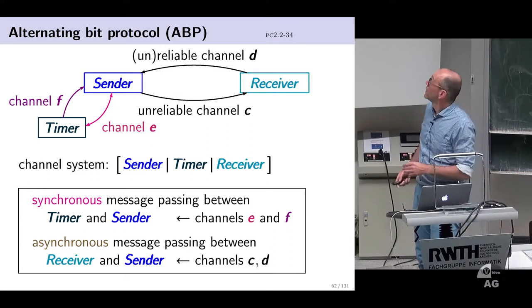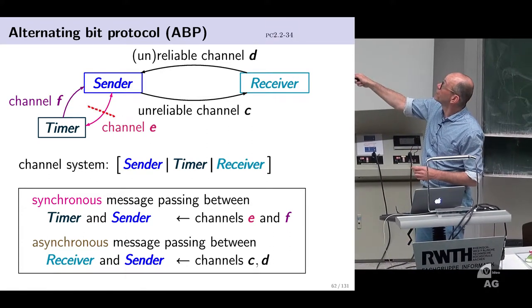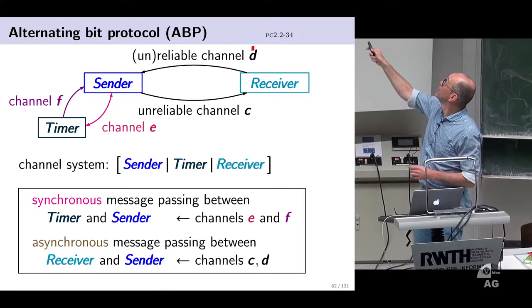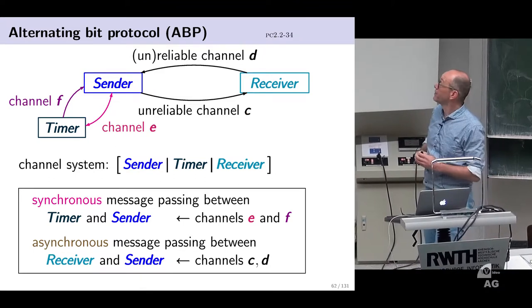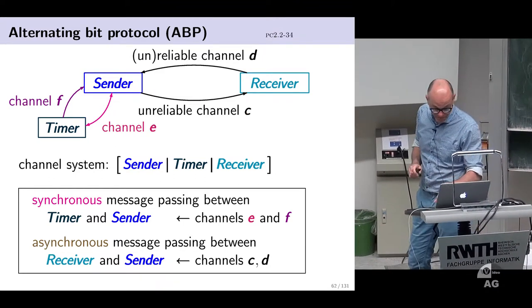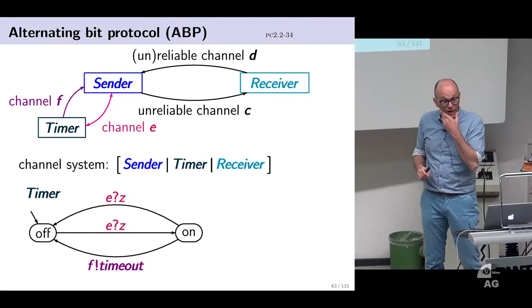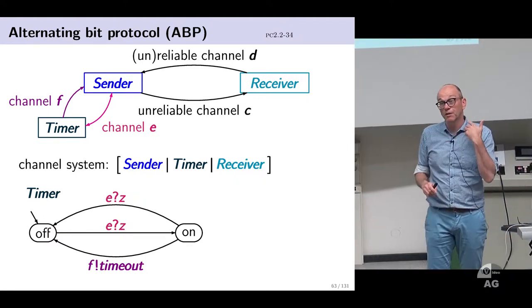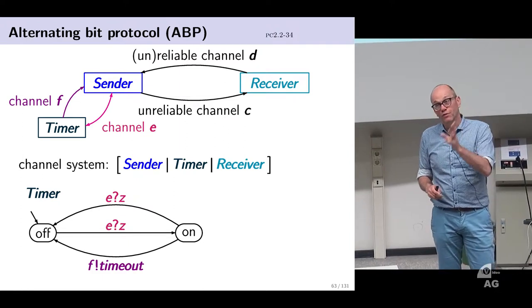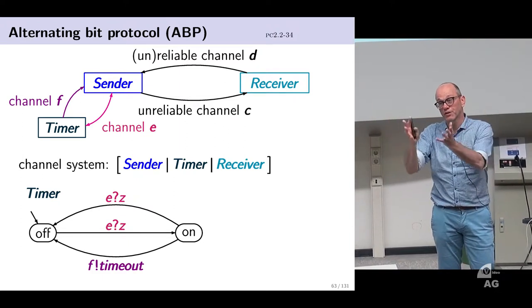Good. I call these channels E and F, so they have capacity 0. D and C have a positive capacity. Good. So let me first explain the program graph of the timer. Then we're going to see the program graph of the sender, the receiver, and then we're going to see how these things work together.